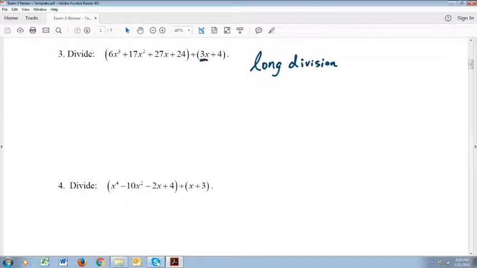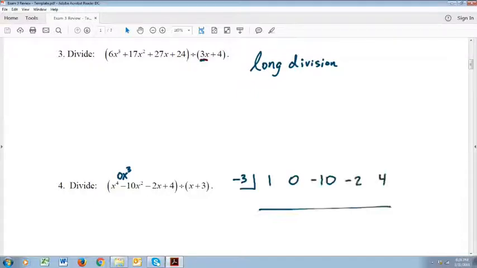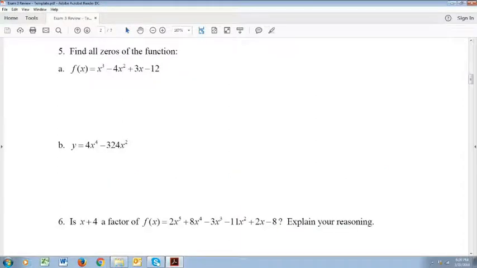On number 4, we can use synthetic division, but notice you are missing the x cubed term. So just keep that in mind when you set things up. So -3 would go in the box, and you would set it up like that. And I'll let you take it from there. Let's look at number 5.